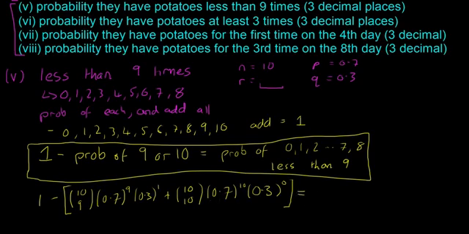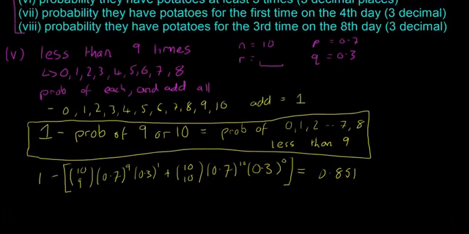Stick all of that into your calculator, and we will find that the answer is 0.851. So that's the probability of them having potatoes less than 9 times. So hopefully that makes sense, that 1 minus probability of 9 or 10 is equal to the probability of them having less than 9. And that all comes from that if you add each probability up, it has to be equal to 1. So I'll skip on to the next part then, part 6.